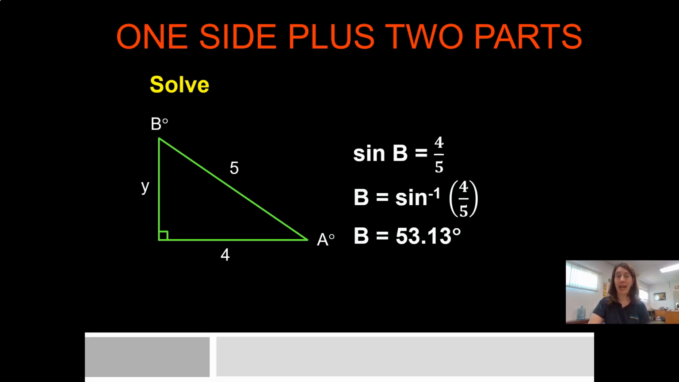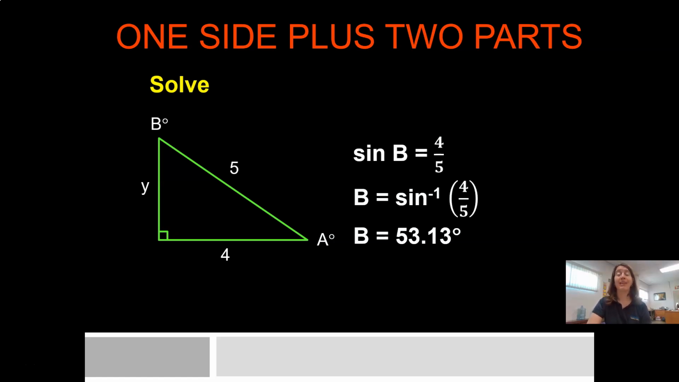Okay, so you always have to have one side. You have to have a length set for you in the picture, and then you have to know two other pieces. Today, those two other pieces, one of them had to be a right angle because we had right triangles, and then either we had a second angle or we had a second side in our problem.